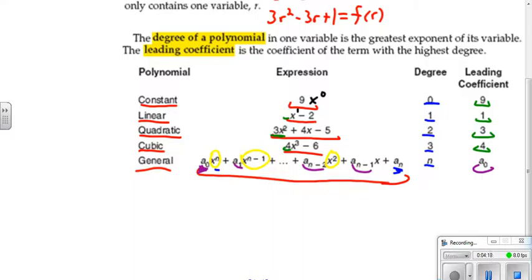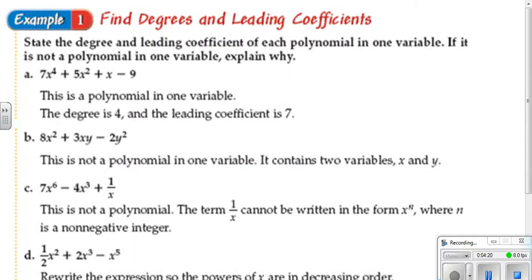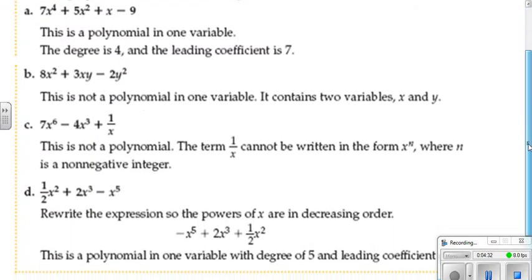That's our leading coefficient. So that's kind of how those polynomials work. So if we just need to state the degree and leading coefficient of each polynomial in one variable, if it's not a polynomial in one variable, explain why. So here are just some examples here.